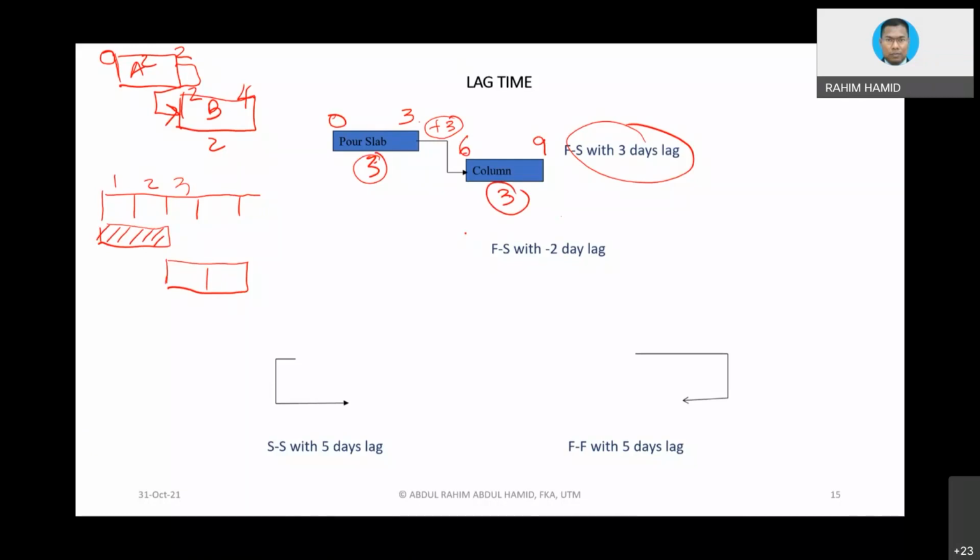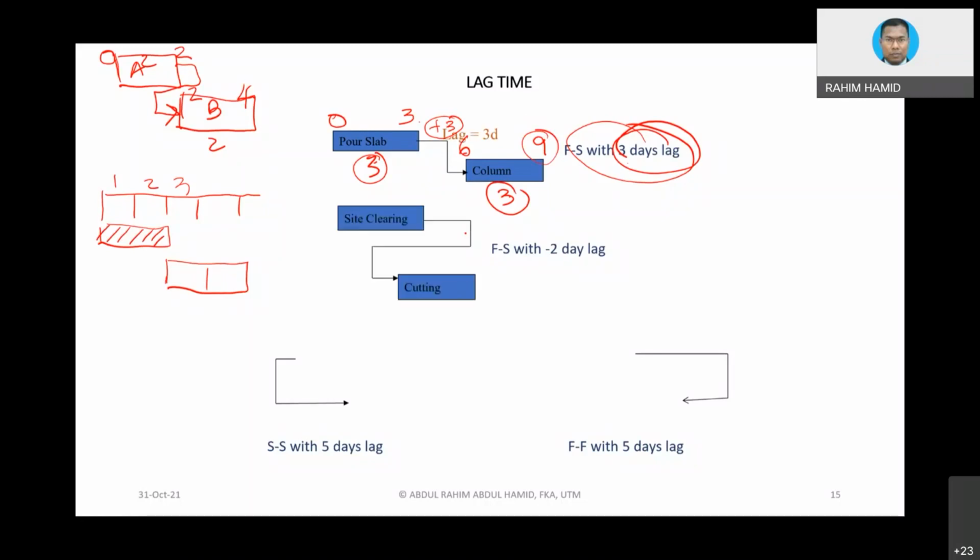But because of the lag here, we delay the starting of the following activity by 3 days, then we should basically account it into our calculation. So at the end of the day, column will be a little bit late in terms of finishing. That is the concept of lag. Okay, now, how about lead?